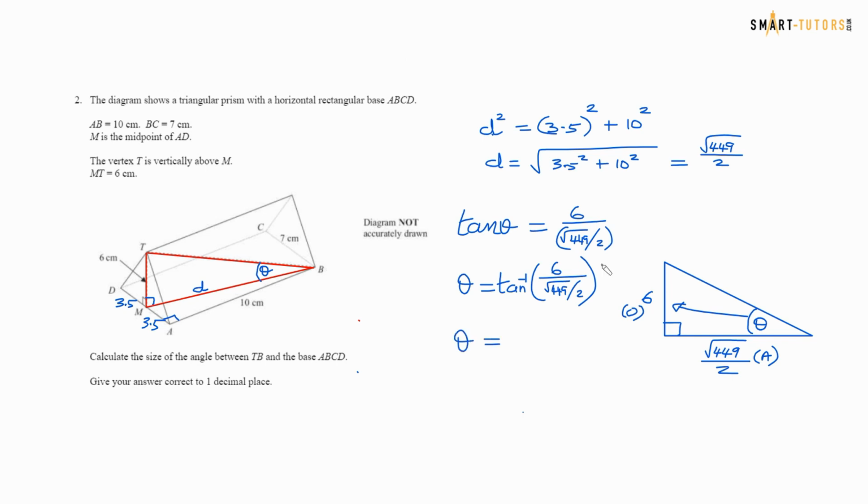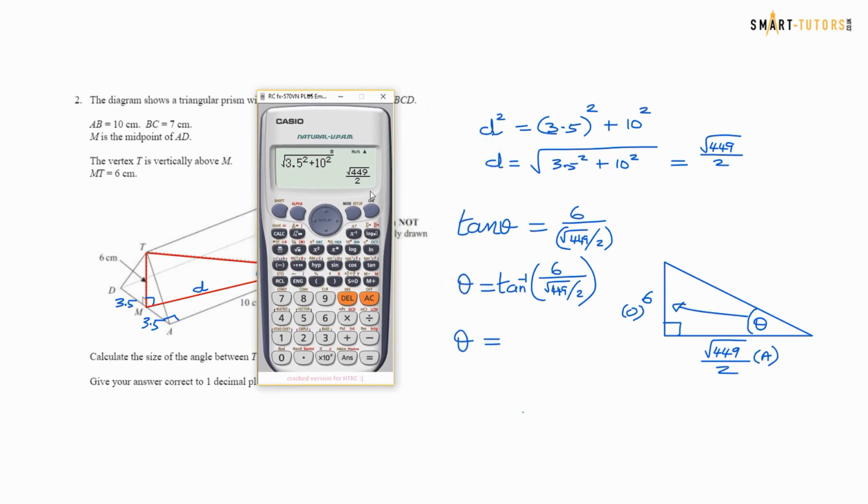You can round up to one decimal place. Let me show you a tricky way to do this question quickly. On the calculator, the last answer is automatically saved in the answer button. So the last answer is root 449 by 2. Press AC, the calculator still remembers, if I press answer and equal, that is the answer. So all you do is shift and tan inverse, call the fraction button, 6 is on the top, and you can press the answer and put the brackets, then enter.